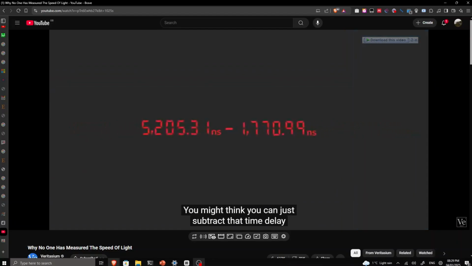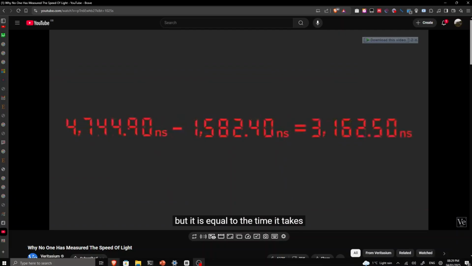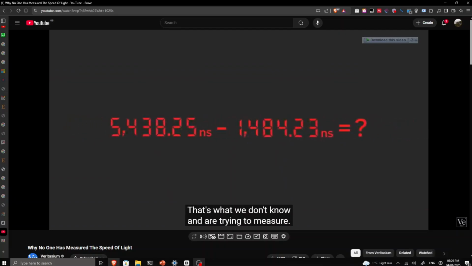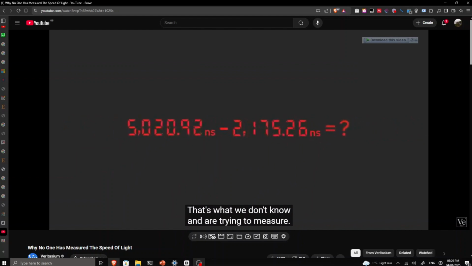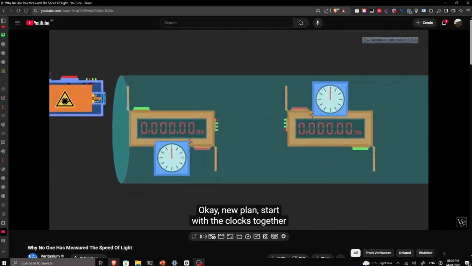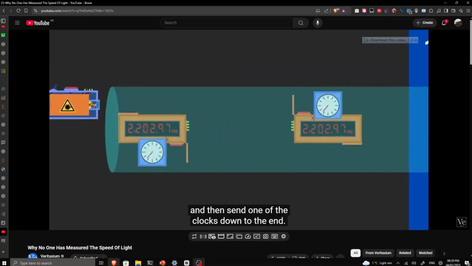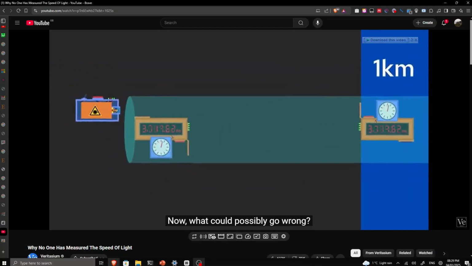You might think you can just subtract that time delay, but it is equal to the time it takes for light to travel 1 kilometer. That's what we don't know and are trying to measure. Okay, new plan. Start with the clocks together and sync them up first, and then send one of the clocks down to the end. Now, what could possibly go wrong?